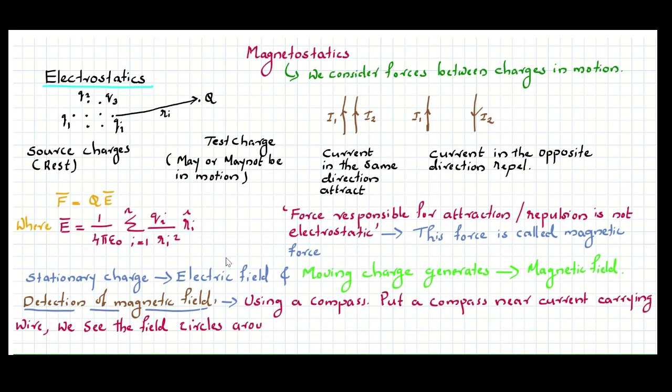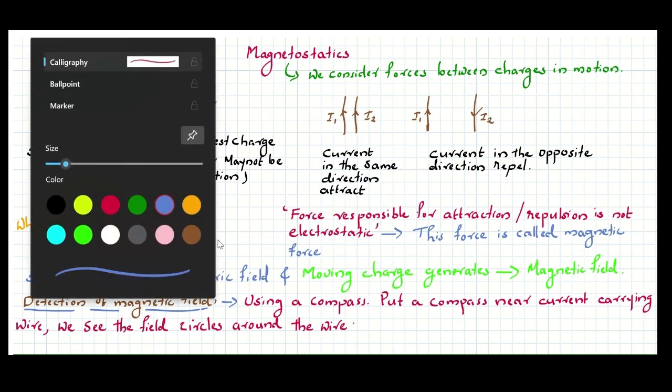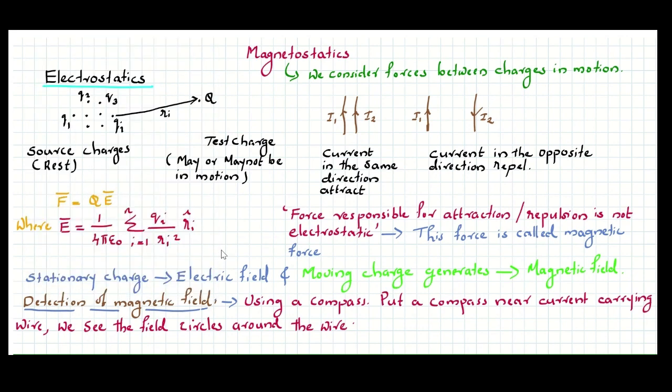Now, when you put a compass near a current carrying wire, you will see an interesting thing. You will see that the magnetic field is not pointing away from the wire. The magnetic field is not going towards the wire, but instead you will see the magnetic field circles around the wire. This is the thing you will see when you put a compass near a current carrying wire.